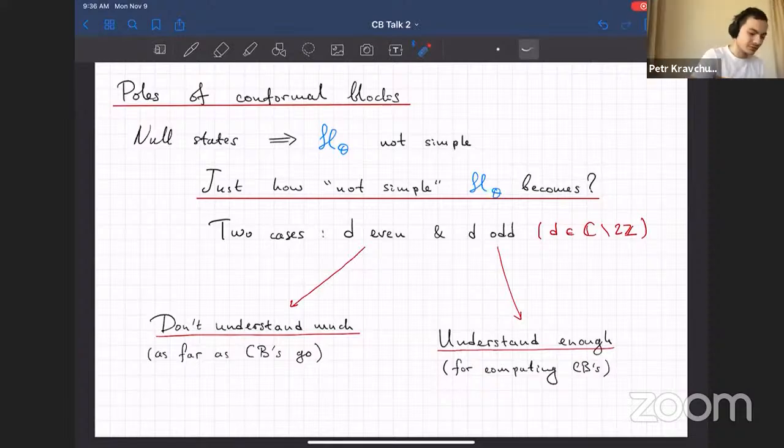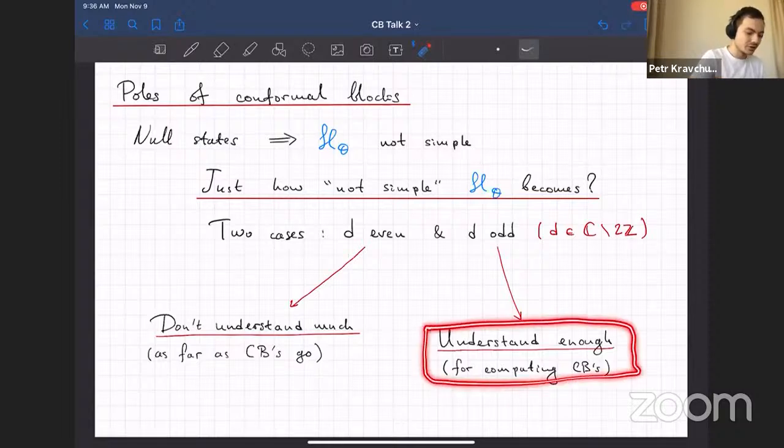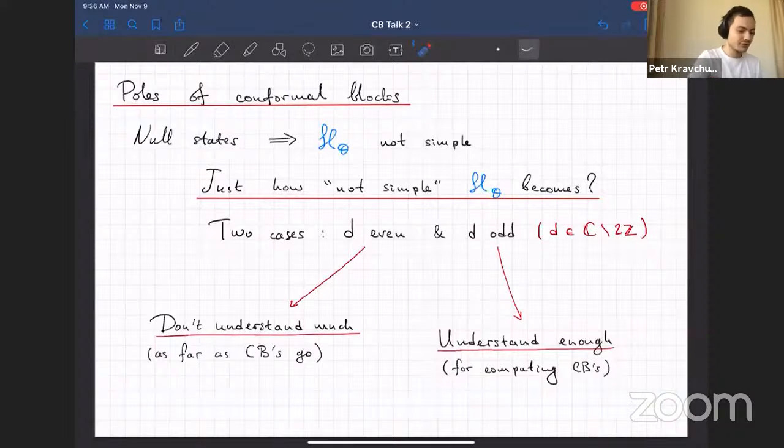But yeah, so as I was saying, we understand the representation theory enough for computing conformal blocks in odd dimensions. In even dimensions, we don't really understand it. At this point in published literature, it's not explained how to compute even dimensional conformal blocks from first principles in the same way as I'll explain for odd dimensions.